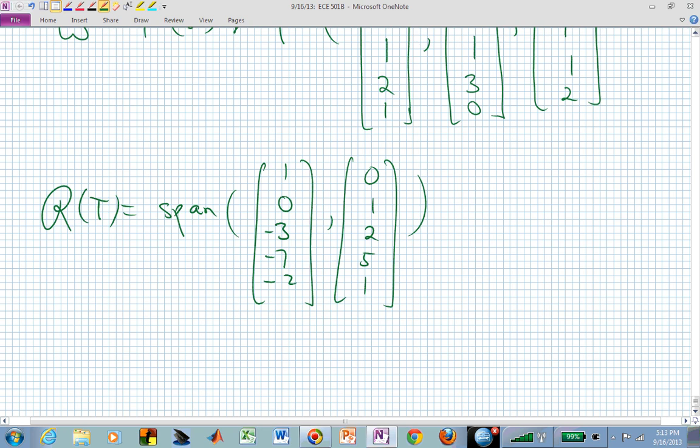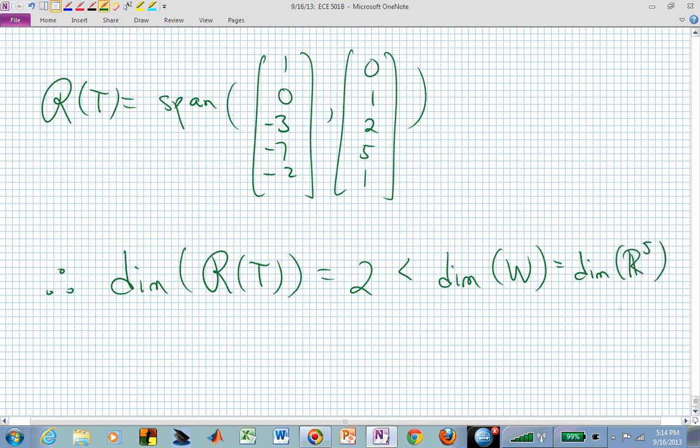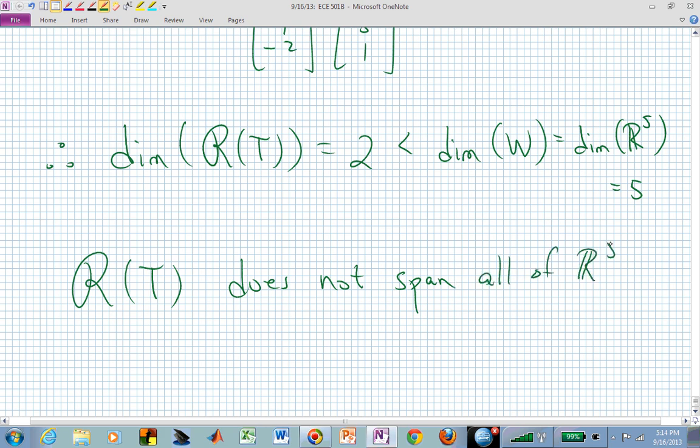And now we have 2 vectors, which says then that in this particular example, the dimension of our range space is 2, which is less than the dimension of W, which was the dimension of R5, which was 5, which says that the range of T does not span all of R5, which allows us to conclude that T in this particular case is not a surjective map.